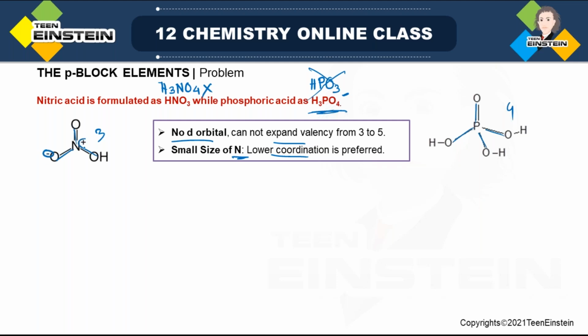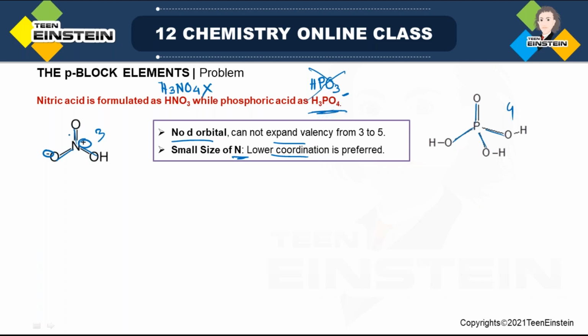Okay, N plus O minus. But for H3PO3, here we have 1 P=O double bond and 3 OH groups attached to phosphorus. Okay, and if you look at the structure of nitric acid carefully, nitrogen has 5 valence electrons, right?